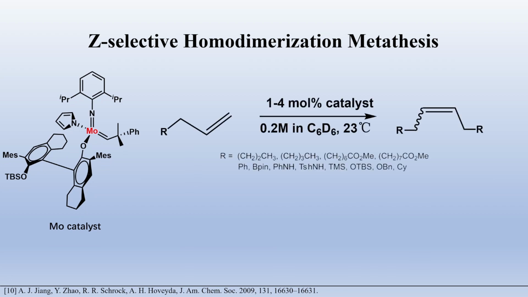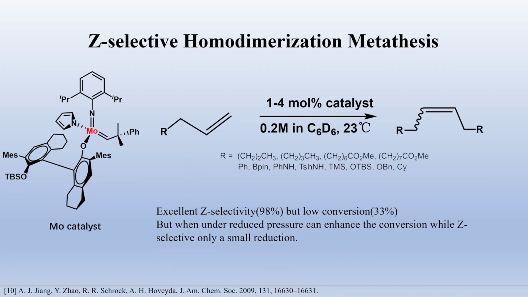Molybdenum catalysts gave excellent Z-selectivity for homocoupling of allyltrimethylsilane at low conversion. Although the reaction conversion rate is low, the conversion rate can be increased by reducing the reaction pressure, and reducing the pressure will only reduce a small part of the Z-selectivity. For example, when the pressure is only 0.5 mm of mercury, 94% selectivity and 64% conversion are obtained.